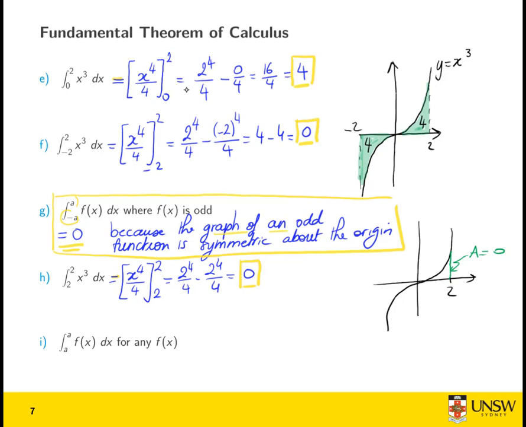Again, this was a special case of a general case. Whenever your endpoints are equal, no matter which function you integrate, you will always get 0.